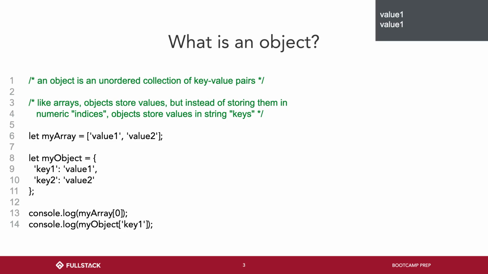Let myArray equal value1, value2. So, as you can see, we have two things inside of this array, two strings, value1, value2. My object, we have two key value pairs inside of this object, key1 value1, key2 value2. Console.log myArray at 0, console.log myObject at key1. You could see value1, value1. Right? New syntax. Get used to it, okay?